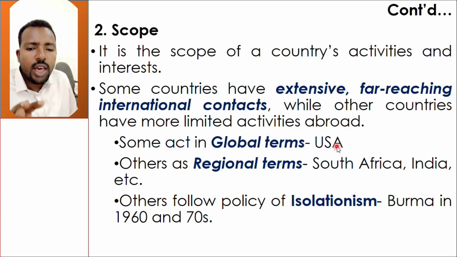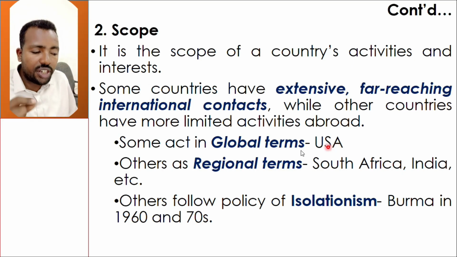Most of the time, the United States of America has accepted global politics as its politics, global security as its security, and whatever the world faces is considered a national security issue of the United States of America. So when it makes policy, when it operates and functions, the United States of America considers it from a global perspective. So it acts in global terms.